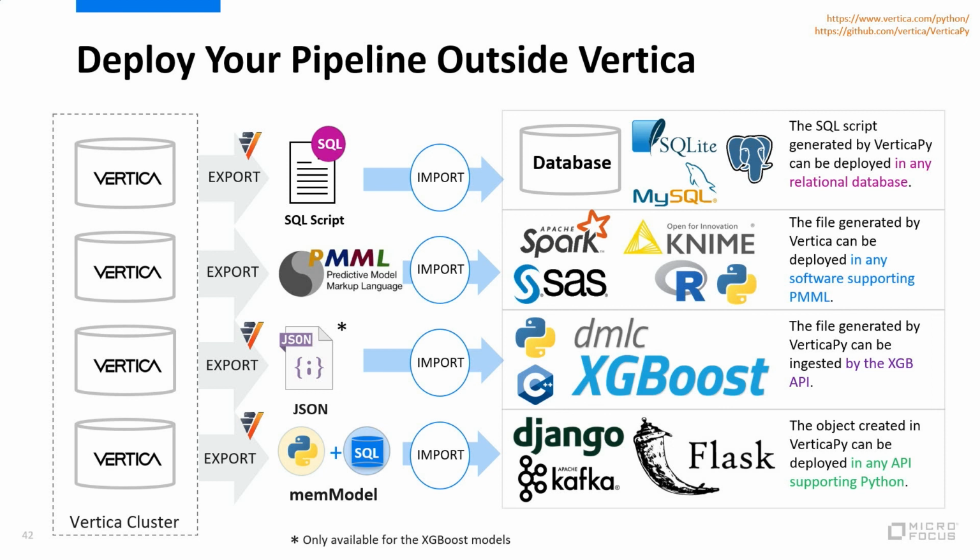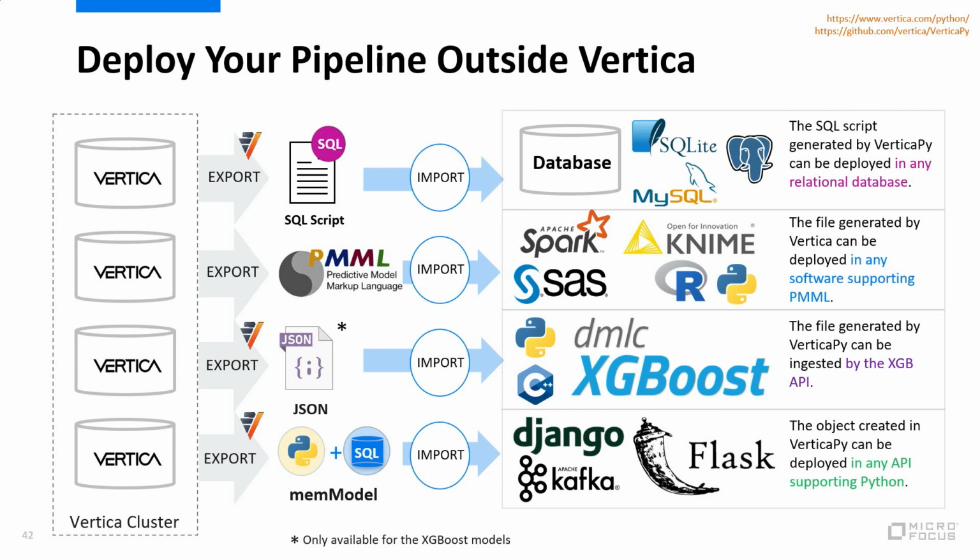To deploy it outside Vertica, I just mentioned the MEM model that can be used to import it to other databases, for example, or other Python environments. If you're using Flask or Django, you can still import VerticaPy and then import your MEM model and do the scoring directly there. Otherwise, you have, for example, the PMML export. PMML is a great way to bring a model to another environment because most environments support PMML. For example, Spark, KNIME, and SAS support PMML. So you can export any Vertica model to PMML and then import it in those environments.